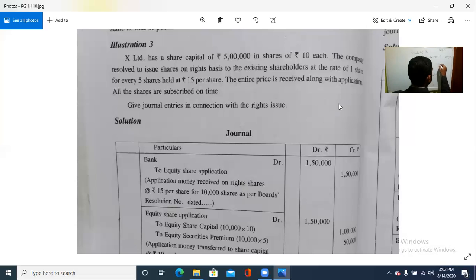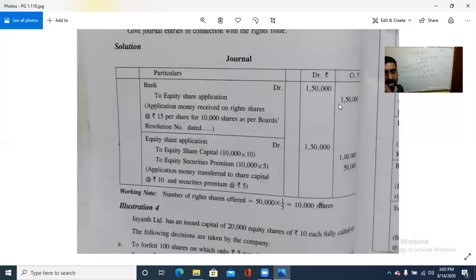So it is 1,50,000. 1 lakh is the amount and 50,000 is the amount. How is it to be? 10,000 into 15, 1,50,000. 10,000 into 10, it is the equity share capital part, 1 lakh, and 10,000 into 5, how much is it? 50,000. So clear? That is why in a rights issue there is no difference in the accounting treatment, the same as with a public issue.